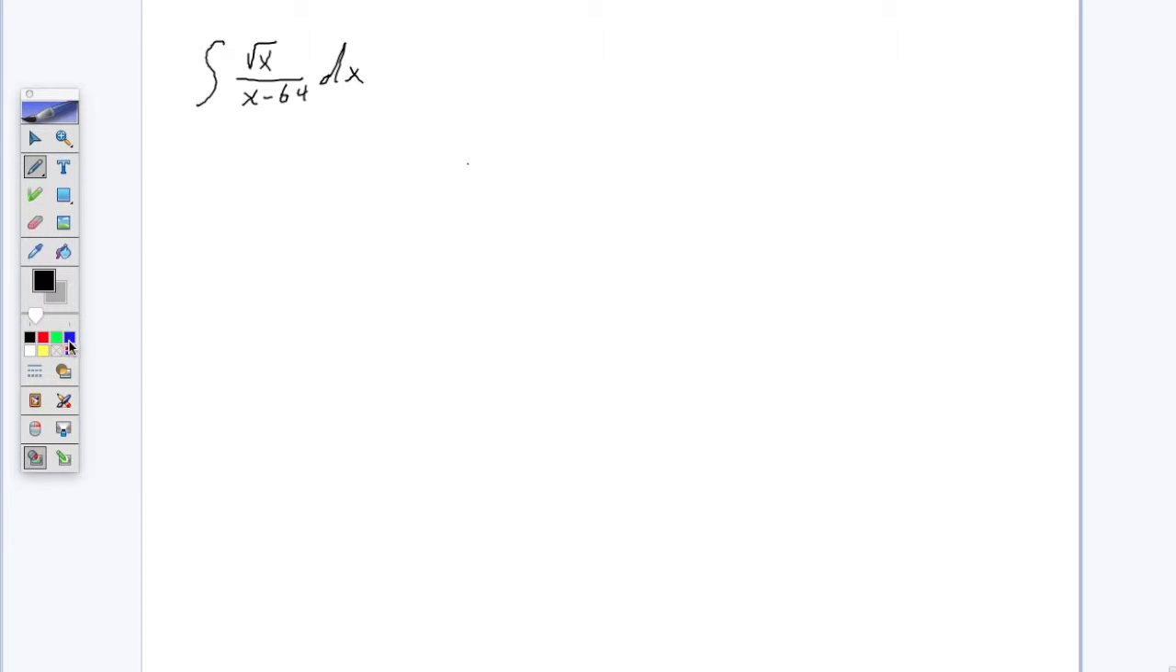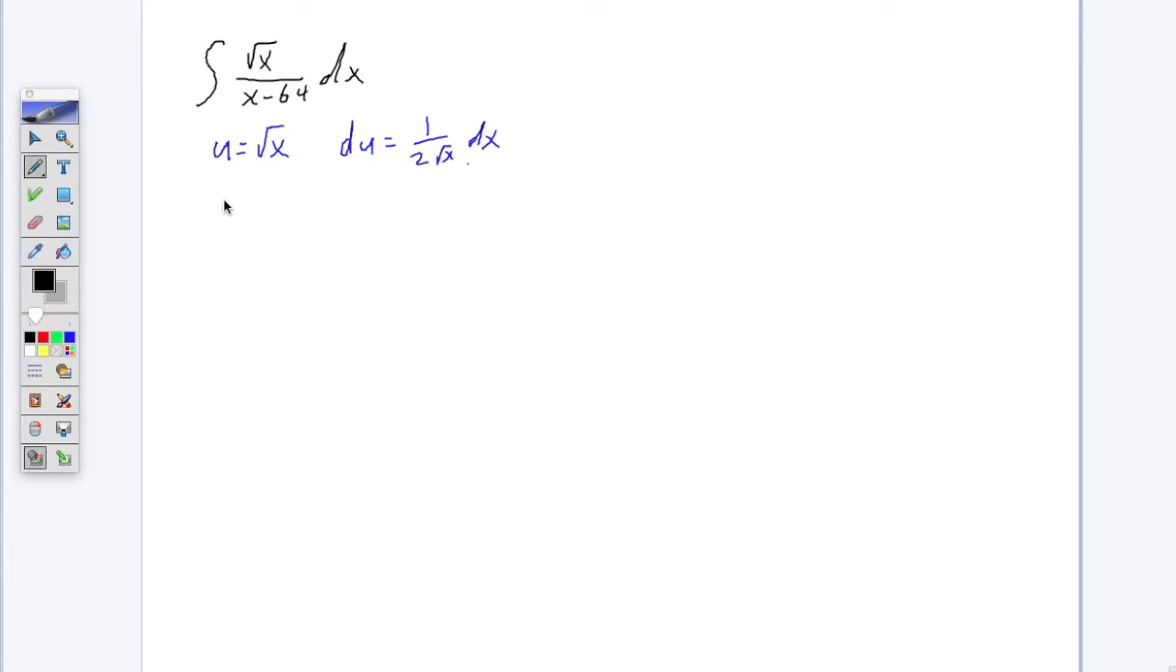So let's start by saying if u is the square root of x, du is going to be 1 over 2 square root of x dx. That's because the derivative of x to the 1/2 is 1/2 x to the negative 1/2, and this is just what it simplifies down to.